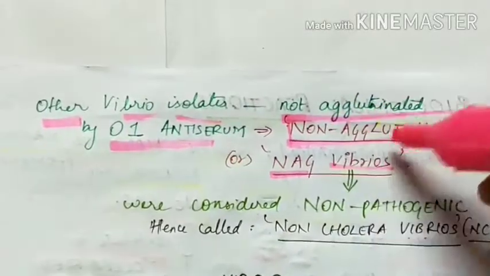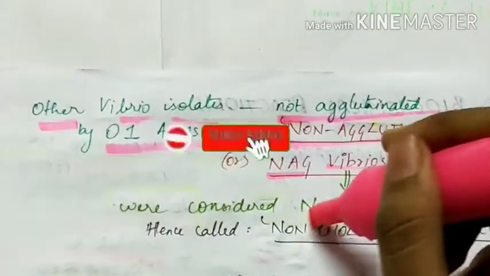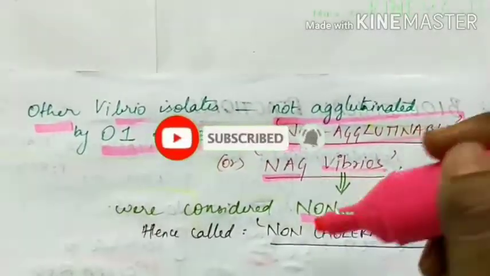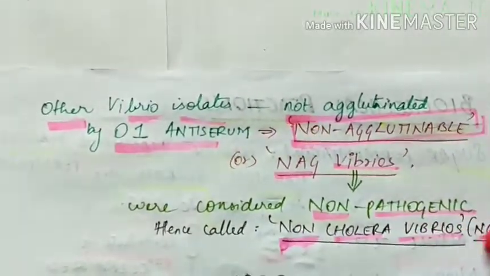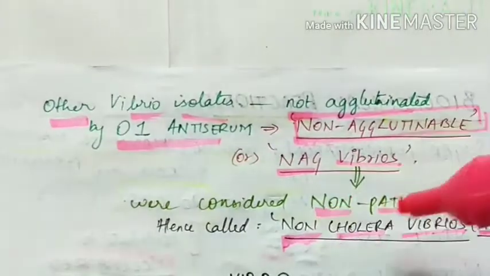These non-agglutinable Vibrios were considered non-pathogenic. So they were called non-cholera Vibrios, the Vibrios which do not cause cholera.